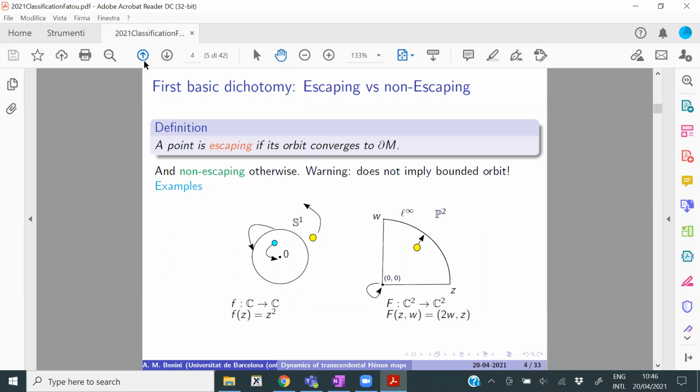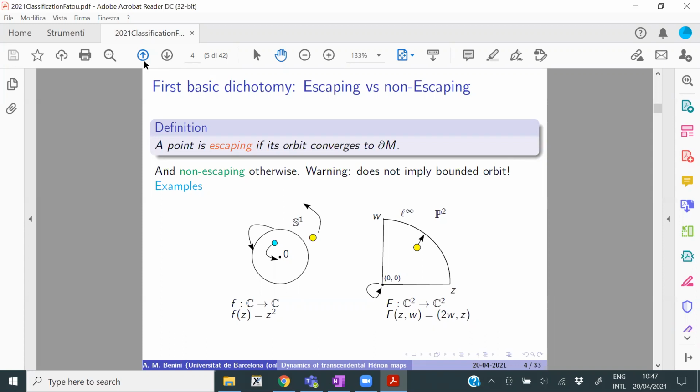So we take our maps, which, as we said, are polynomials or entire maps in C, or Henon maps, transcendental or polynomial, in C2, and we look at the iterates. The very first dichotomy, and many people, like for example Rippon and Stallard and many others, Rempe, Schleicher, many of the people who talked yesterday, actually worked a lot on the escaping set in their career. And in fact, it's a very basic dichotomy. What do orbits do? Do they converge to the boundary or do they accumulate in compact sets? So our very first dichotomy for today is whether points are escaping, which means the orbit really converges to the boundary, or they are non-escaping.